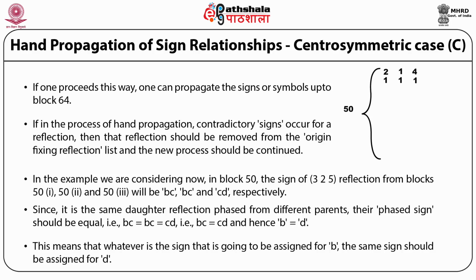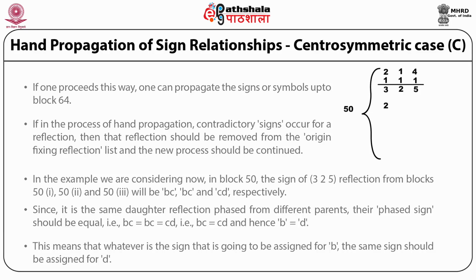Now you have reached the answer, namely, even though the sign of B can be positive or negative, the sign of D can be positive or negative because it is the centrosymmetric case. If B you are fixing at plus, D has to be plus. If B you are taking at minus, D has to be minus. So this is the way you have to find some clues.